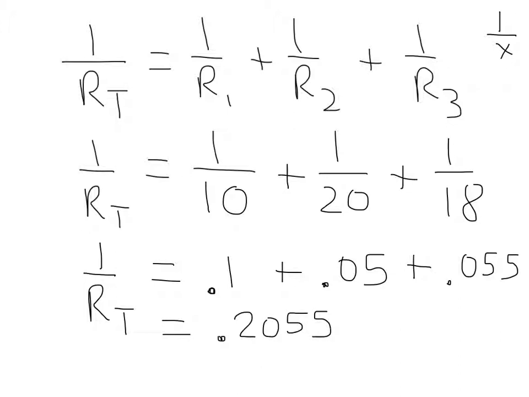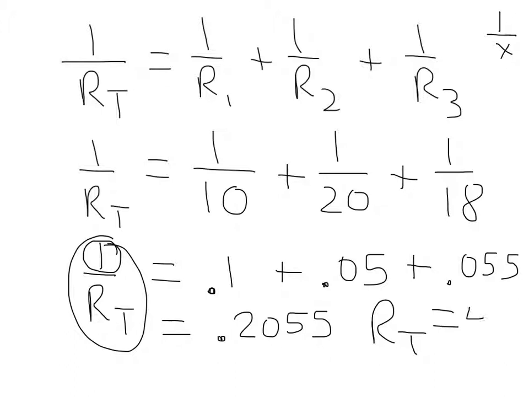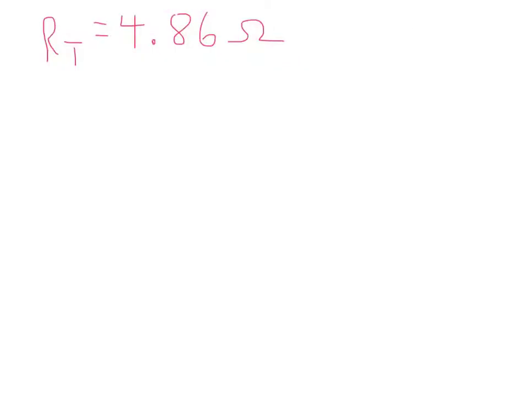Now, 1 over RT equals 0.2055. I want to solve for RT, so I've got to do one more inverse here. On my calculator, I'll type 1 over X, and my RT comes up to be 4.86 ohms. We calculated the total resistance to be 4.86 ohms. My voltage source was 10 volts.